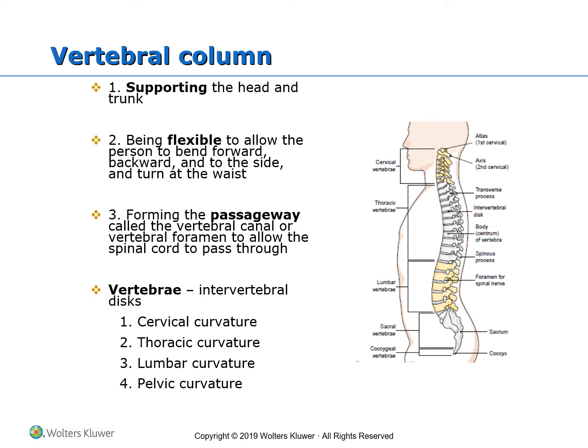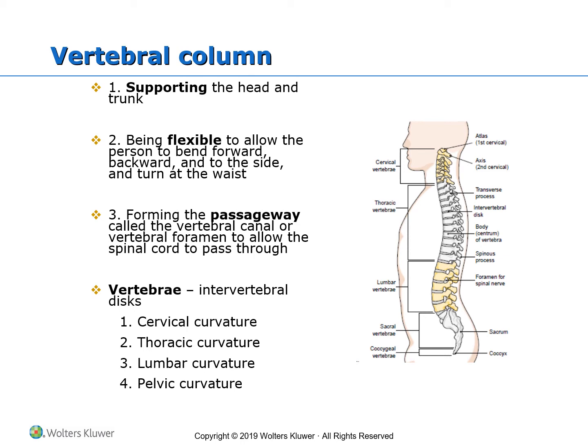And we have 4 to 5 tiny bones that make up the coccygeal vertebrae, which usually are fused into one structure called the coccyx, or the tailbone.